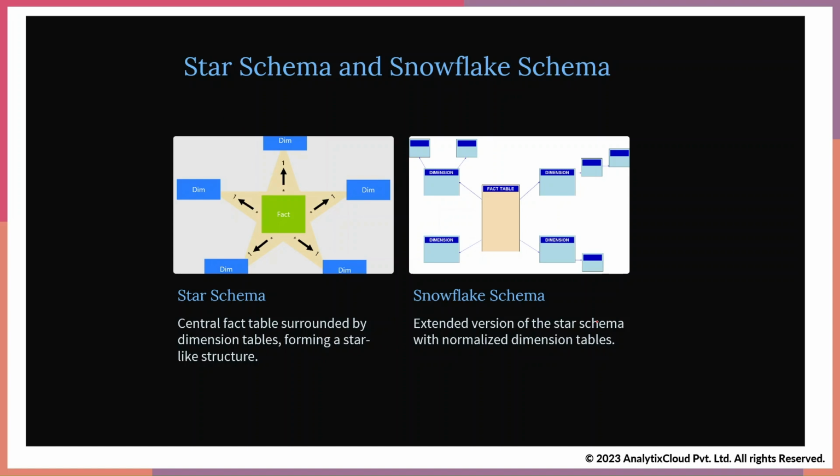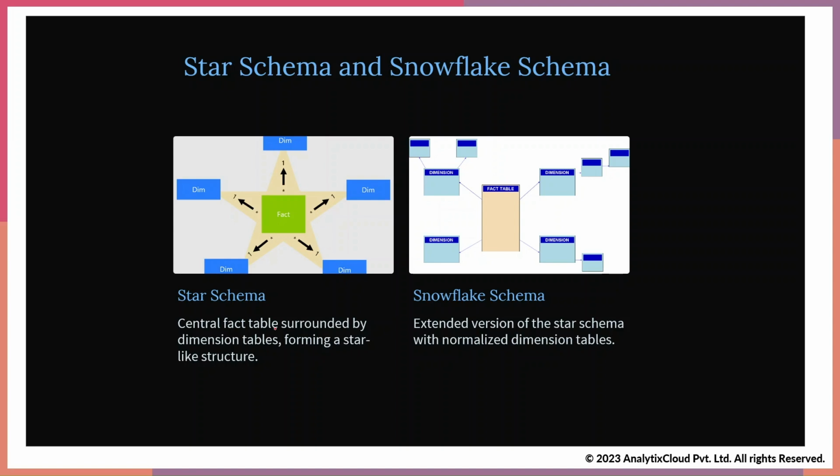Coming to the star schema and snowflake schema. Since we have understood what a dimension and a fact are, you must know this particular schema. Let us start with the star schema. Here, you can see this is a fact table, connected directly with multiple dimensions, and it looks something like a star. That's why we call this a star schema, where you have a central fact table surrounded by dimension tables.